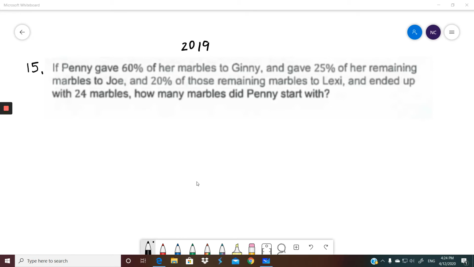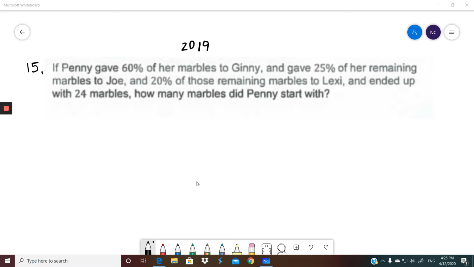Today we'll be doing problem number 15 of the 2019 Pi M Squared Sprint. If Penny gave 60% of her marbles to Ginny and gave 25% of her remaining marbles to Joe, and 20% of these remaining marbles to Lexi and ended up with 24 marbles, how many marbles did Penny start with?